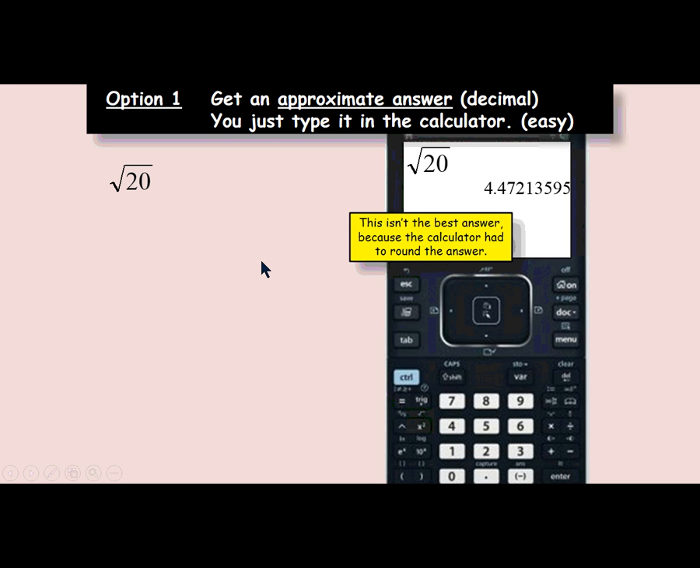This isn't the best answer while it is the easiest, because we'll have to at some point round it off. This number will go on forever, like pi. It'll go on forever and never repeat, so it must be rounded, so it's never really that accurate. That's why we call it an approximate answer. The decimal answer is an approximate answer. It means it's been rounded.